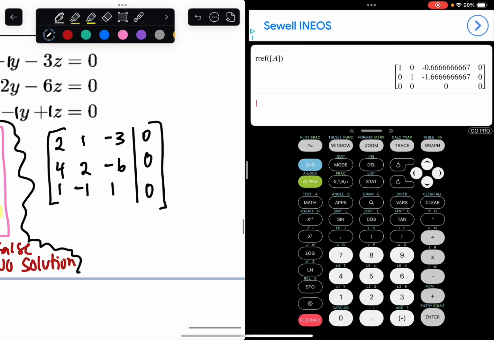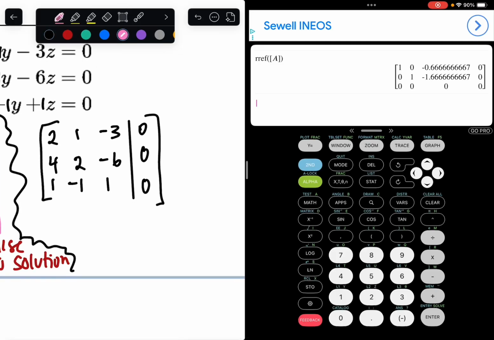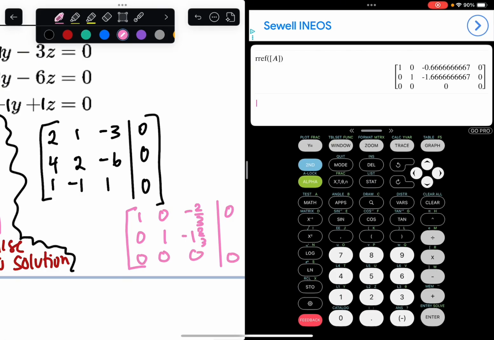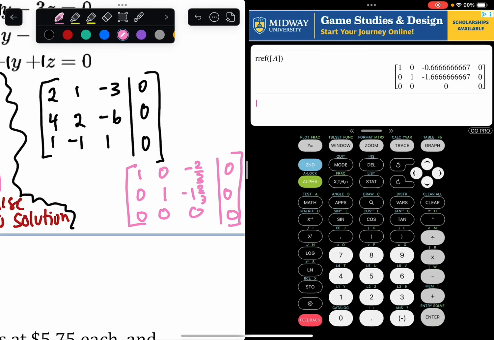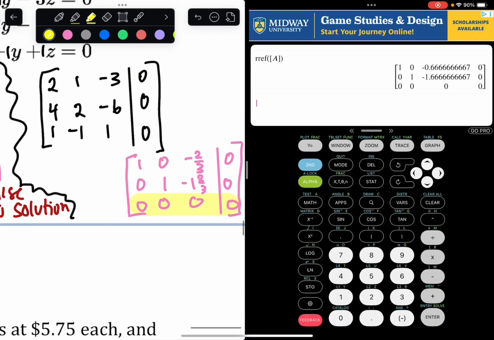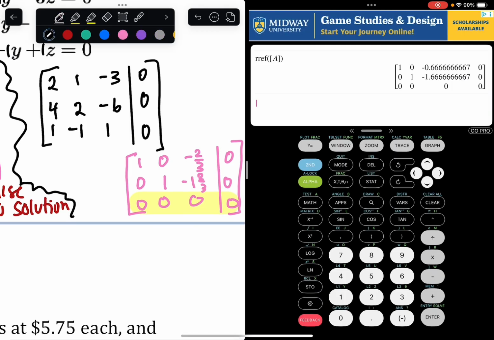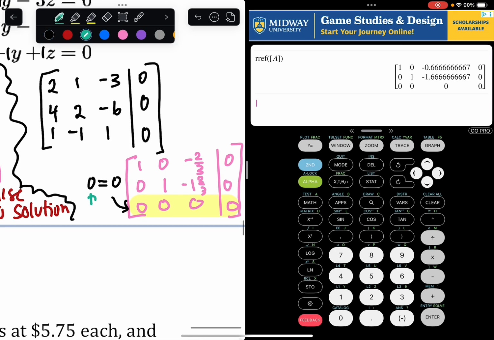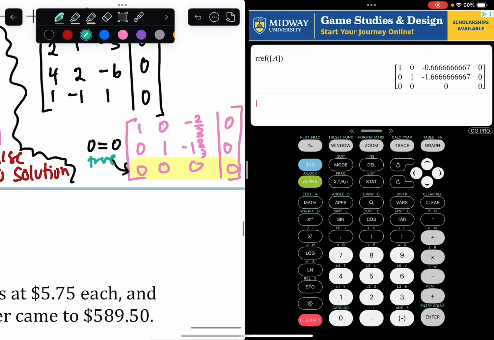Okay, and so for this one, just focus on the last row when you realize something weird is happening. And so we have 1, 0, technically that's negative 2/3, but you don't need to know that. 0, 0, 1, negative 1 2/3. And then the last row is all zeros. Okay, that's the important part. When the last row is all zeros, that means you have 0 equals 0. Which is true. Which means you have infinitely many solutions.